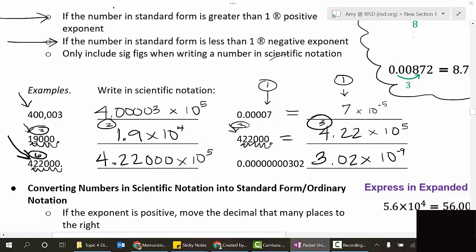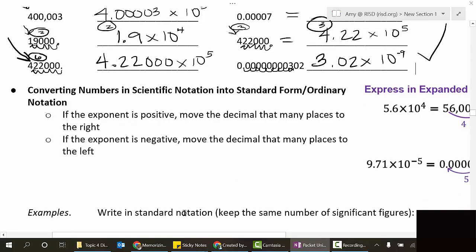All right, this last one here, the decimal got moved 1, 2, 3, 4, 5, 6, 7, 8, 9 places over to be after the 3. And it was a small number to begin with, so it's a negative exponent. 3 sig figs before, 3 sig figs after, check mark, everything's good.